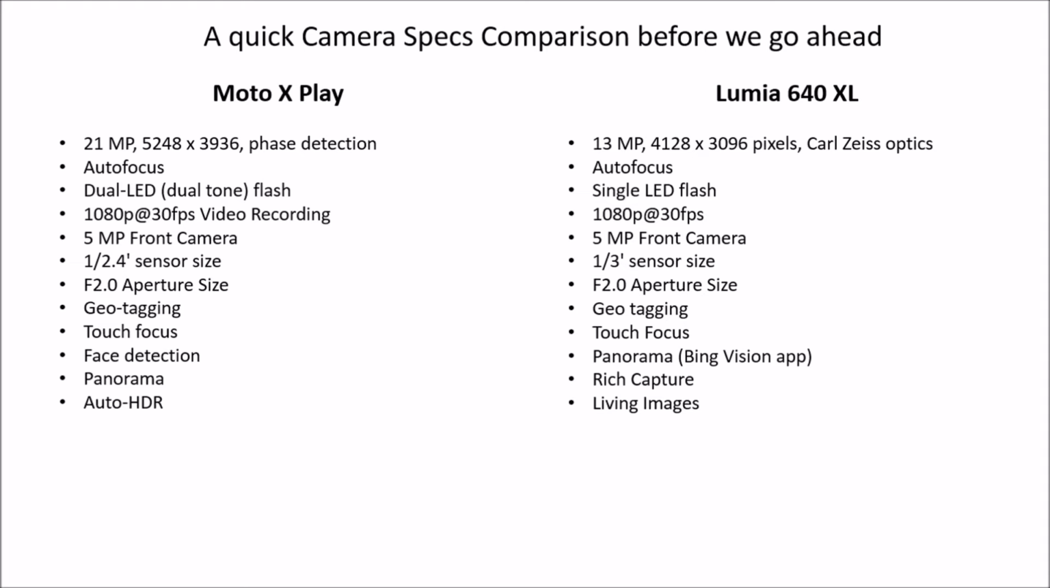Okay, so aperture size wise both are the same, f2.0. Android devices have HDR, which is high dynamic range, and on Windows they are giving two things: rich capture and living images for the 640 XL. The 640 XL and Moto X Play both don't have OIS, optical image stabilization, built in, so that can affect the video quality. We are not covering video quality here, I will tell you guys later, but only image comparison. I have taken a couple of scenarios, for example morning shots, daylight shots, indoor shots, low light shots with flash and without flash. So I will cover all the conditions.